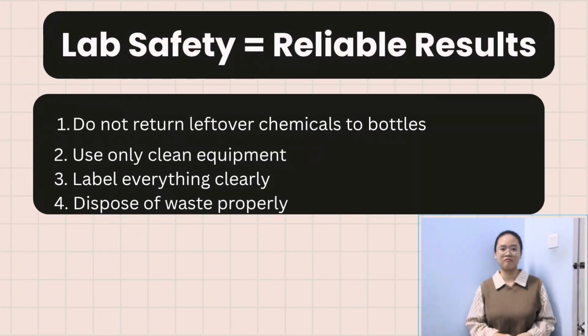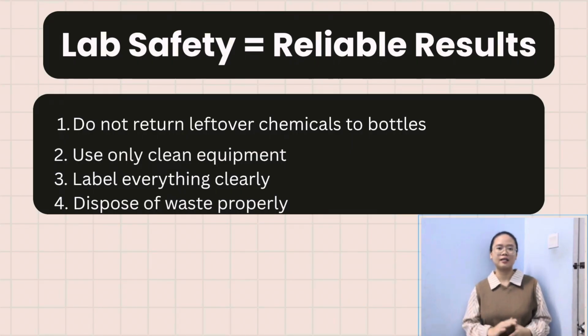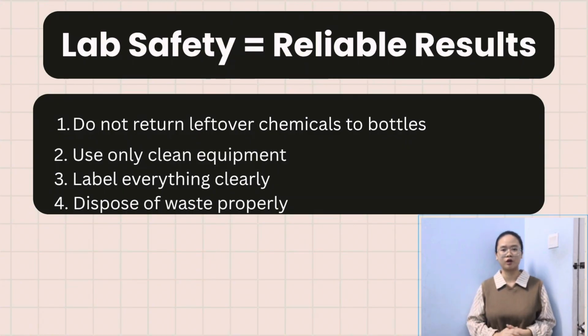To keep everything safe and accurate, there are also important lab safety rules. One major rule is to never return excess chemicals to their original containers. Doing so could contaminate the entire bottle. Another important habit is to always use clean equipment, as even a small trace of leftover substance from other experiments can ruin your test. It's also important to label all containers properly and to dispose of waste correctly, whether it's liquid, solid, or chemical. These practices not only ensure accurate results, but also protect lab users and the environment.